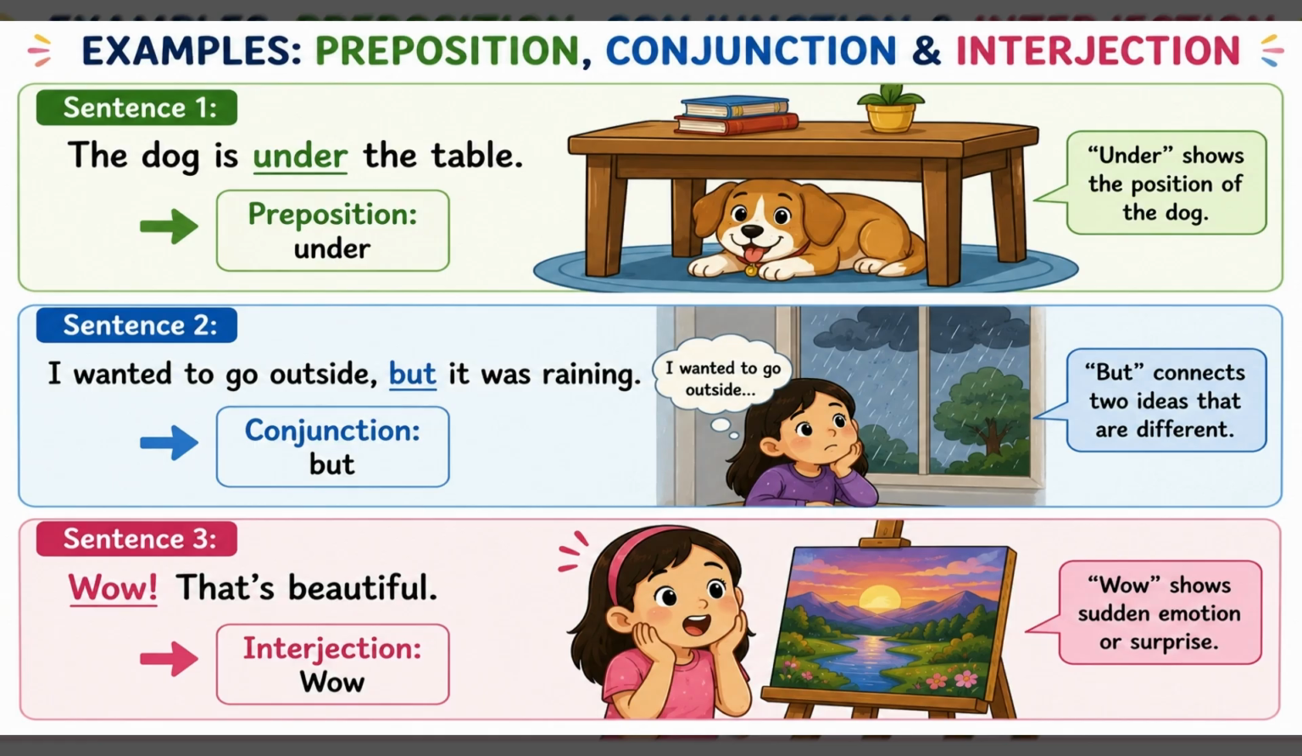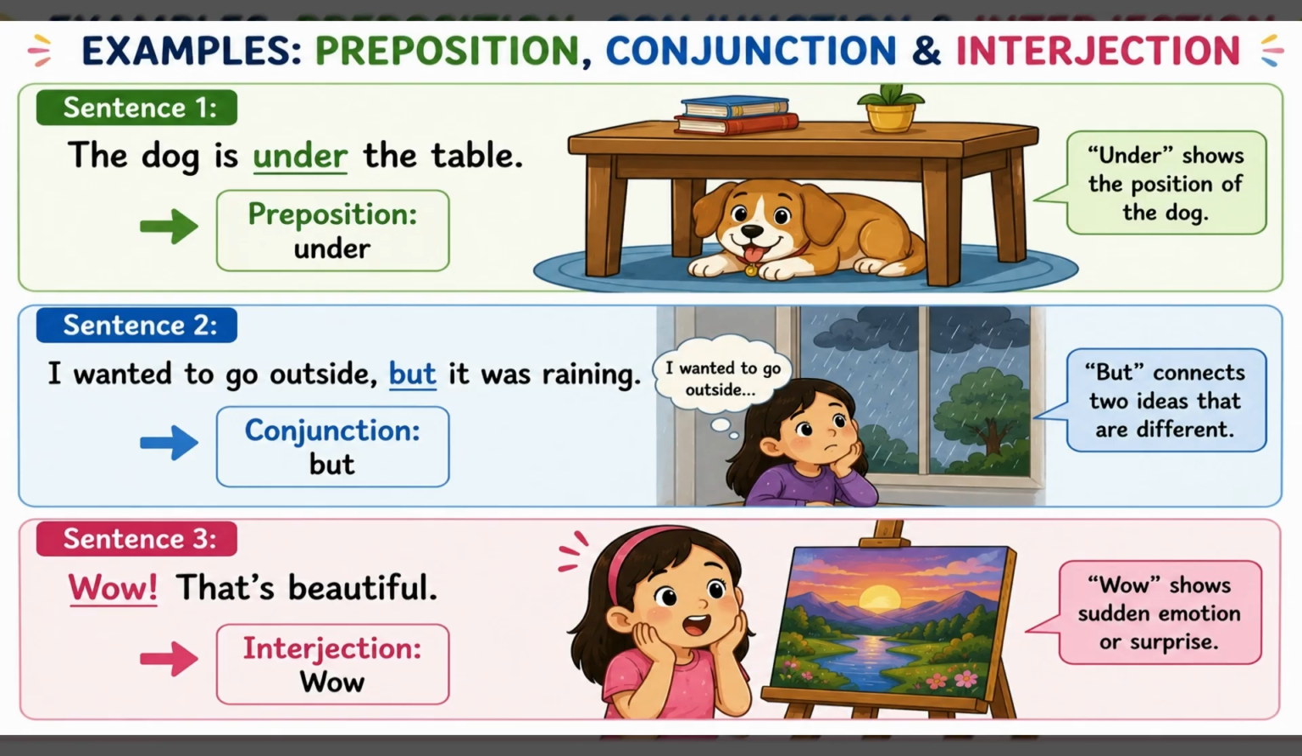Third sentence: Wow, that's beautiful. Now, can you spot the interjection? The answer is wow. Wow expresses a feeling of surprise or admiration. So, it is an interjection.